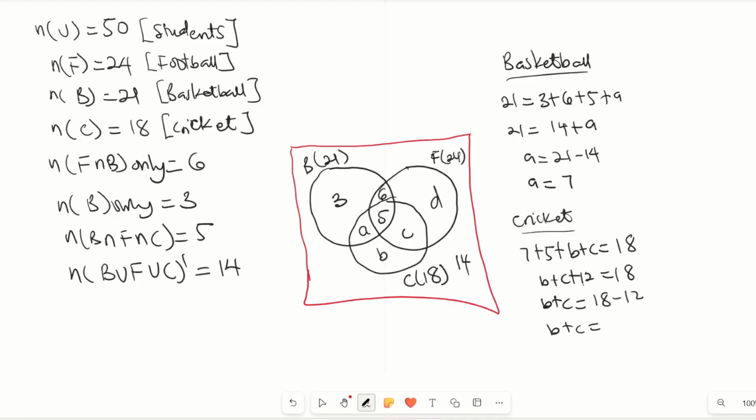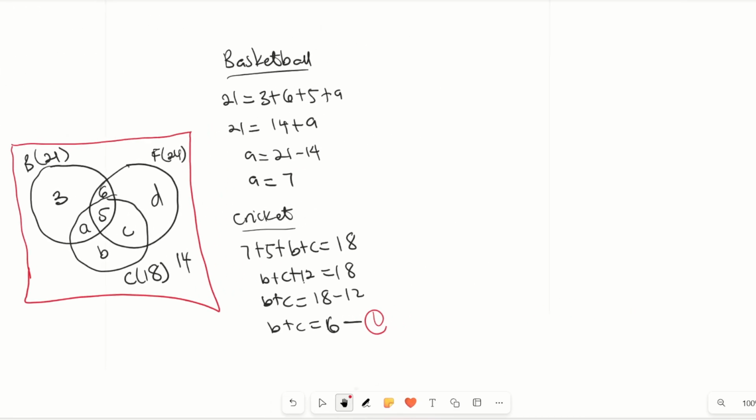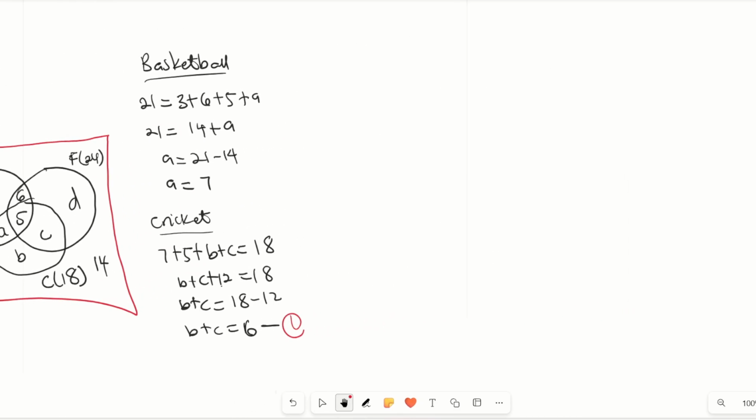And now B plus C is equal to 6. So we can call this an equation. Let's call it equation 1. And then we can also have the football region. So let's have the football region here, where football is this region, right? So the region here includes 6 plus 5 plus C plus D, which is equal to 24. So we have 11 plus C plus D is equal to 24.